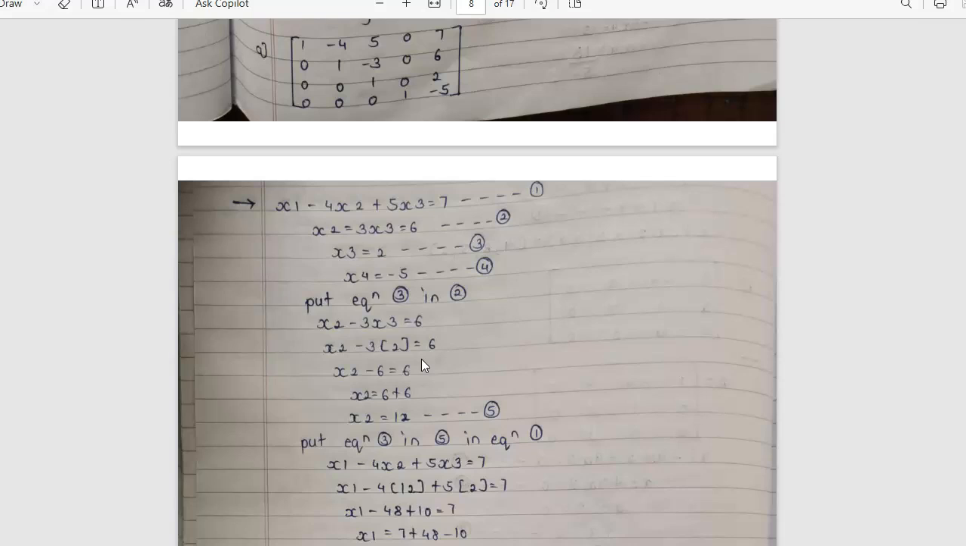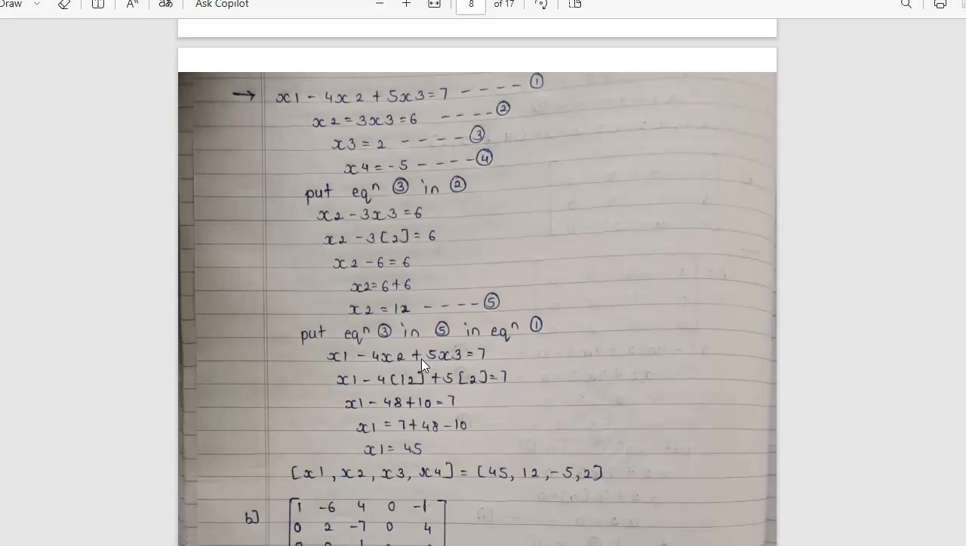We get x1 minus 4 times x2 plus 5 times x3 equal to 7. The value of x2 is 12, the value of x3 is 2, the value of x4 is minus 5. Putting these in equation 1, we get the value of x1 as 45. So we have to find the four variables x1, x2, x3, x4. Value of x1 is 45, value of x2 is 12, value of x3 is 2, value of x4 is minus 5.